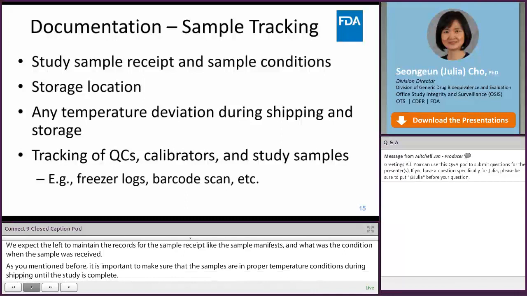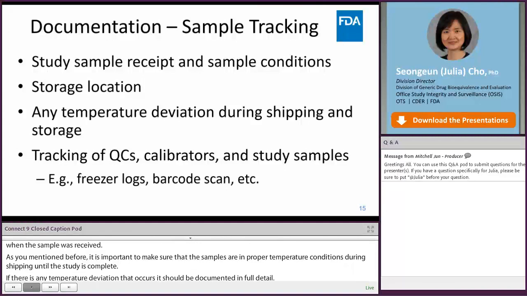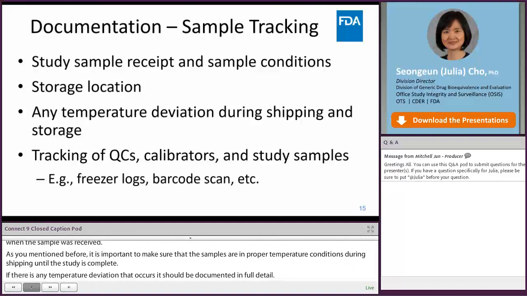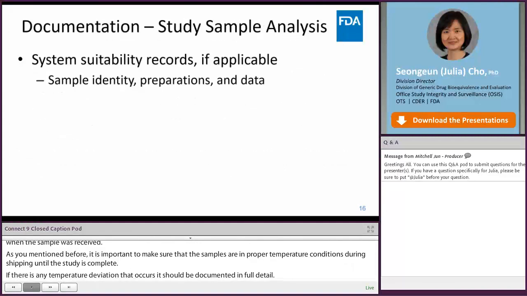And for study samples, as well as the QC and calibrators, let me just go back. Yeah. Give me 1 second.